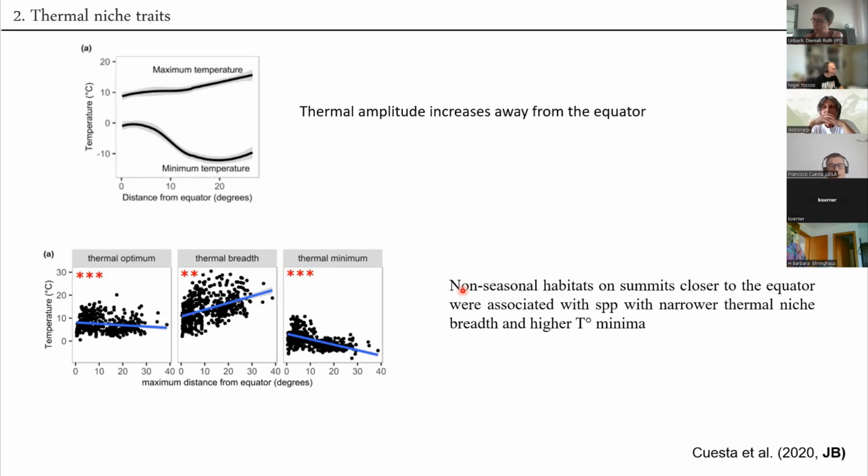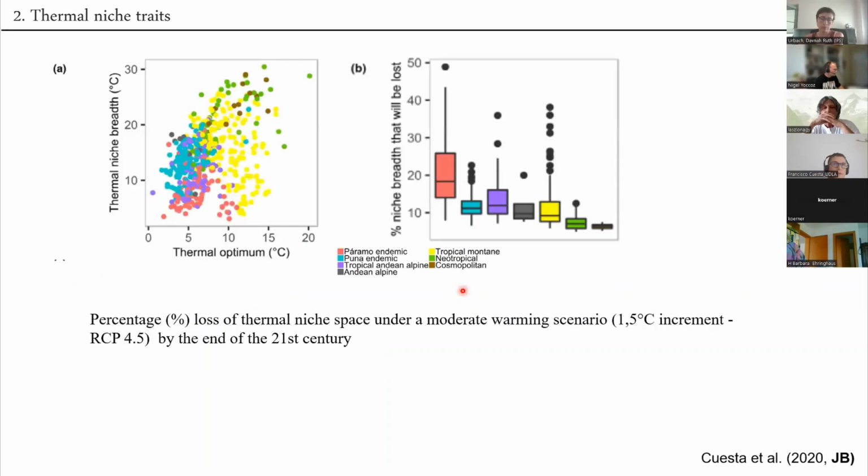And Laszlo was talking about these thermal belts. That's pretty much in line with that. So depending on which part of this thermal belt you are located, the more sensitive you become. And that's actually what we found here.